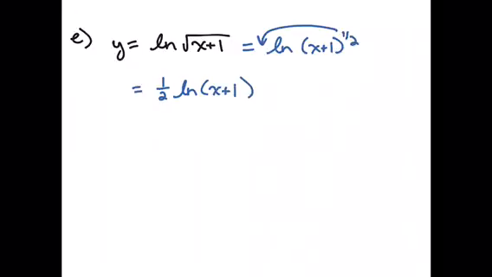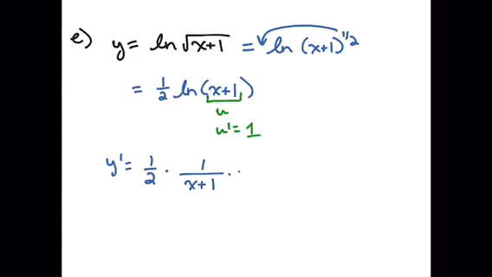Now it's become a simple chain rule problem. My inner function here is x plus 1, and its derivative is just 1. So the derivative of my entire function, 1/2, stays out front. The derivative of natural log of u is 1 over whatever u is, times the derivative of u. And so we just get 1 over 2 times x plus 1.